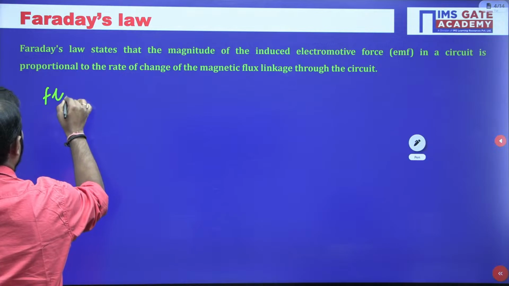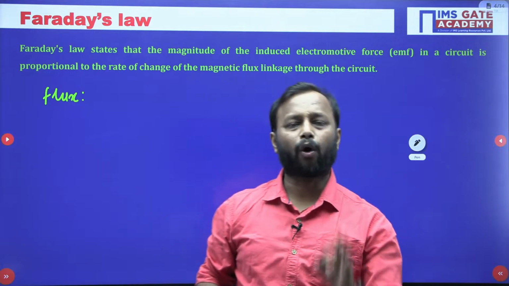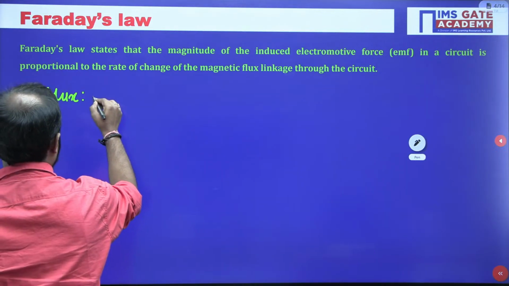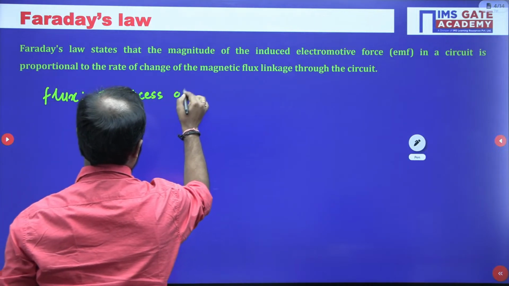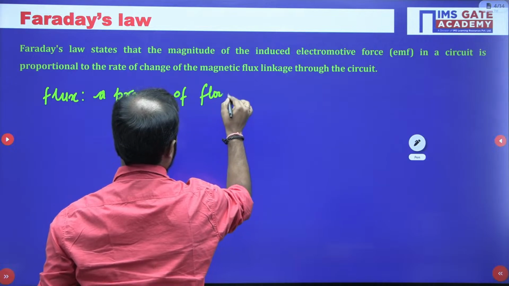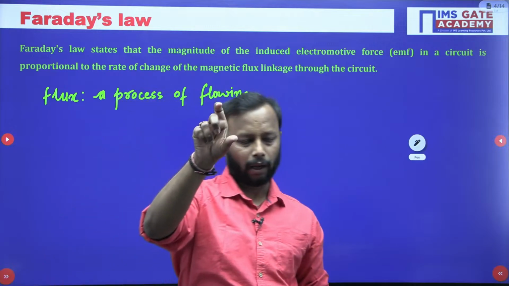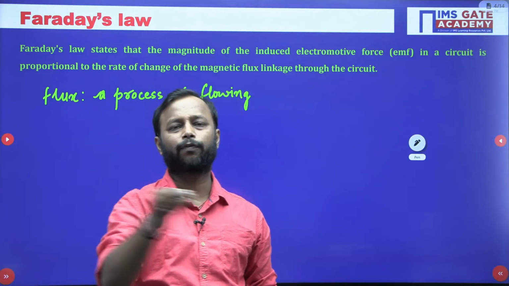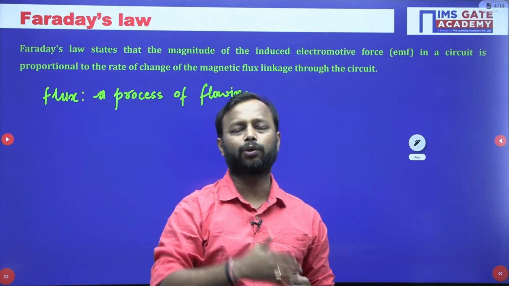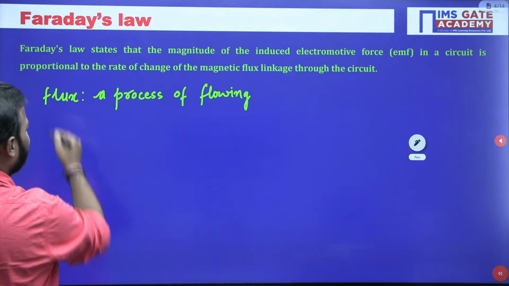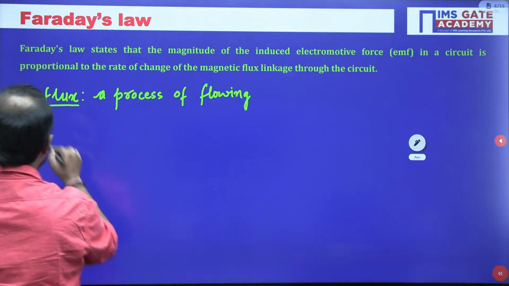First, let me discuss flux. What is flux? Okay, so flux is a process of flowing. Like suppose in a pipe, if water is flowing, we can also say that the water is fluxing. It means that water is flowing through the pipe. So it is a simple definition you can find in your dictionary. So this is flux. Now what do you mean by magnetic flux?